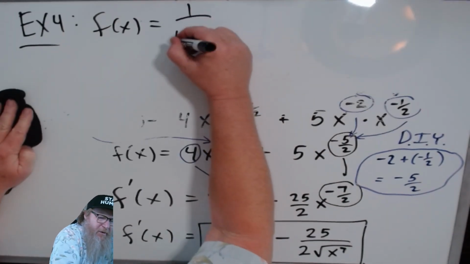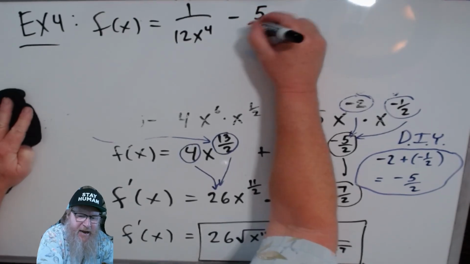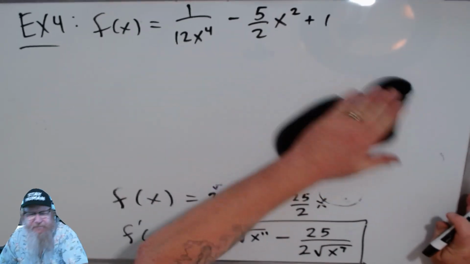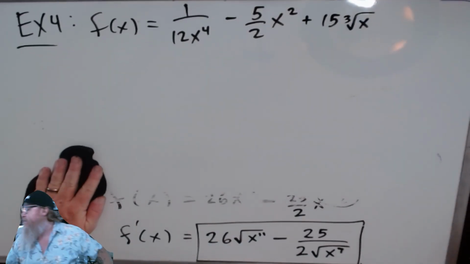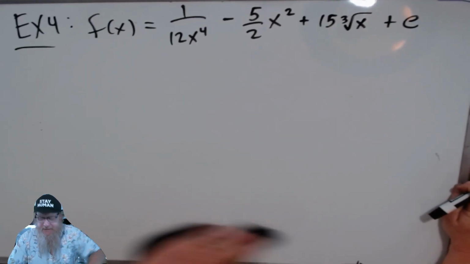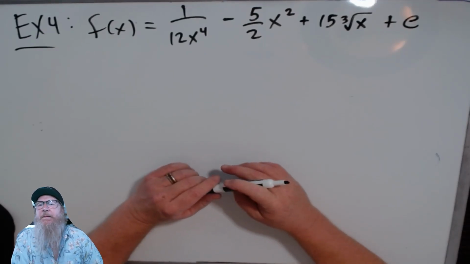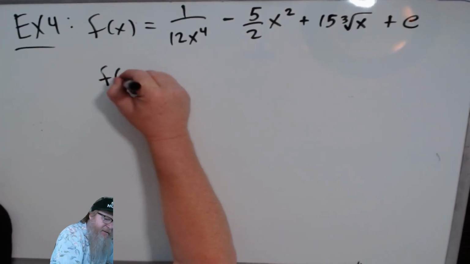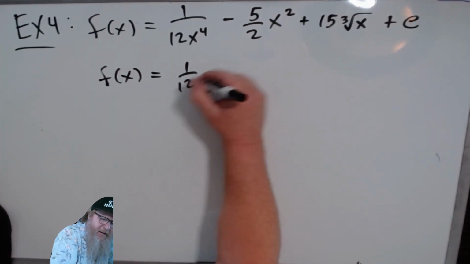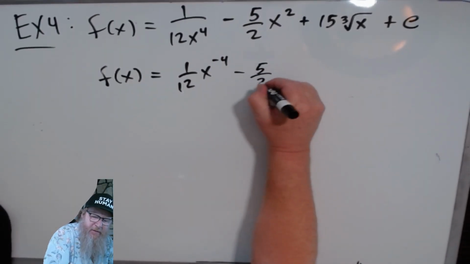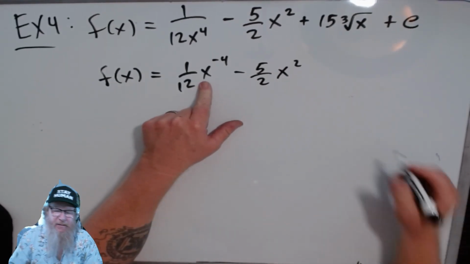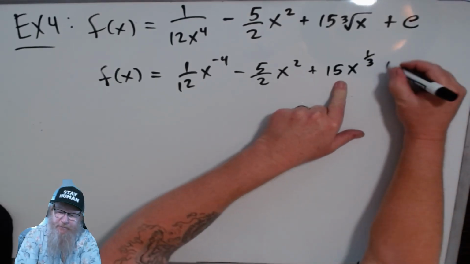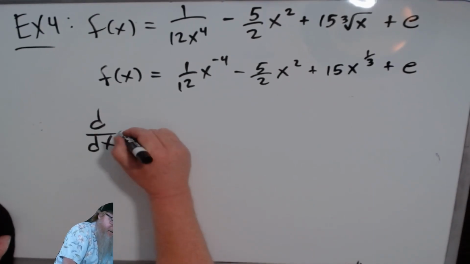How about this one? 1 over 12x to the 4th minus 5 halves x to the 2nd plus 15 times the cube root of x plus e. All right. So again, I mentioned this earlier. I would read this on the screen if I were you, but when I would write this down, I would immediately write it down as 1/12 x to the negative 4, because you've got to get that x out of the denominator. And then I would also rewrite the cube root as 1/3 power. All right. And now you can take the derivative of f of x.